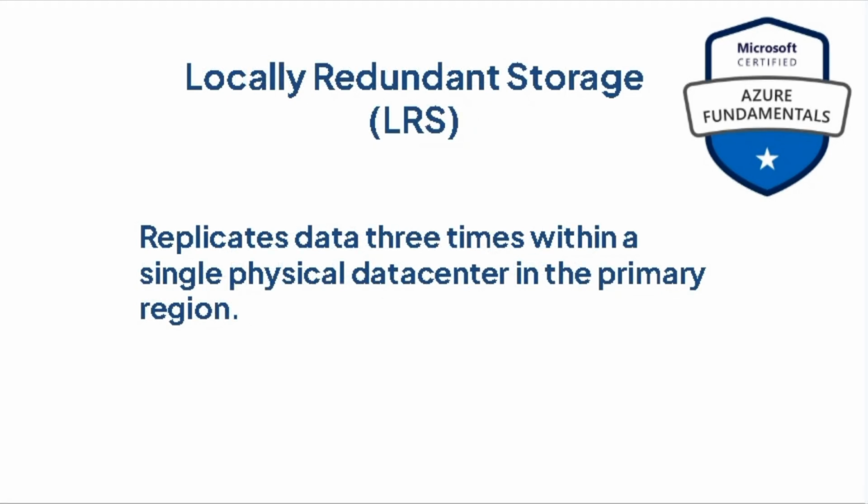Our first one is the LRS, locally redundant storage. And this basically replicates data 3 times within a single physical data center in the primary region. What I recommend you remember for your AZ-900 is that LRS replicates data 3 times, and also that it is in the primary region. So these are keywords to remember for your AZ-900.